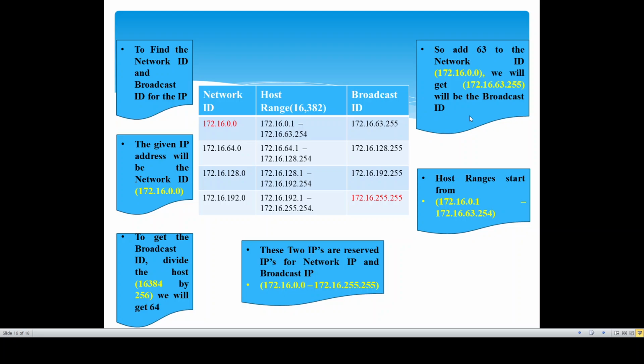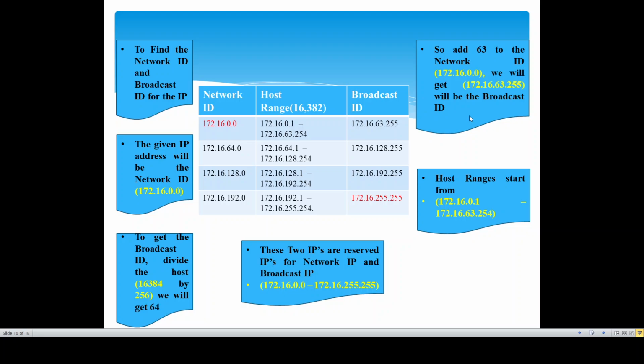So the first subnet will start from the given IP address 172.16.0.0 and go up to 172.16.63.253, because the first IP is reserved and the last IP is reserved. So you will be able to provide the IPs in between. Two IPs have already been reserved, and that's why I mentioned 16,382.